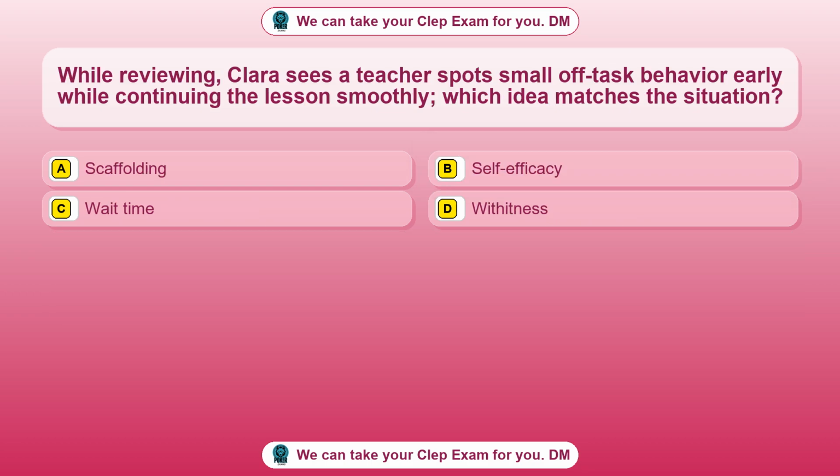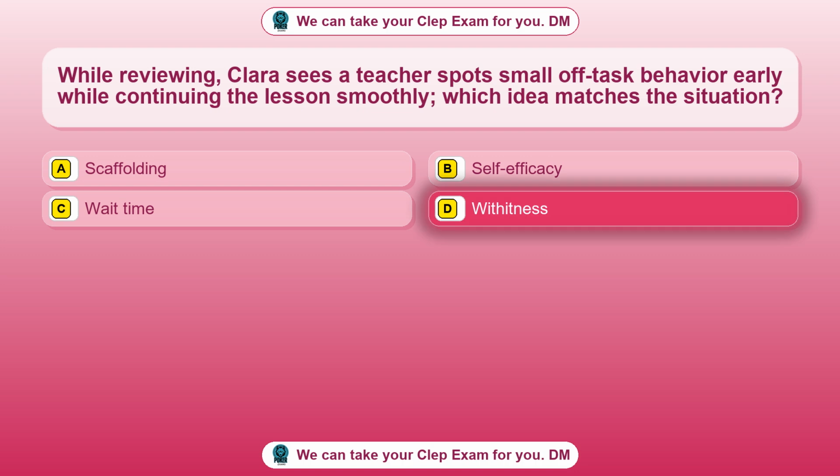Question 74. While reviewing, Clara sees a teacher spot small off-task behavior early while continuing the lesson smoothly. Which idea matches the situation? Option A, scaffolding. Option B, self-efficacy. Option C, wait time. Option D, withitness. The correct answer is option D, withitness.